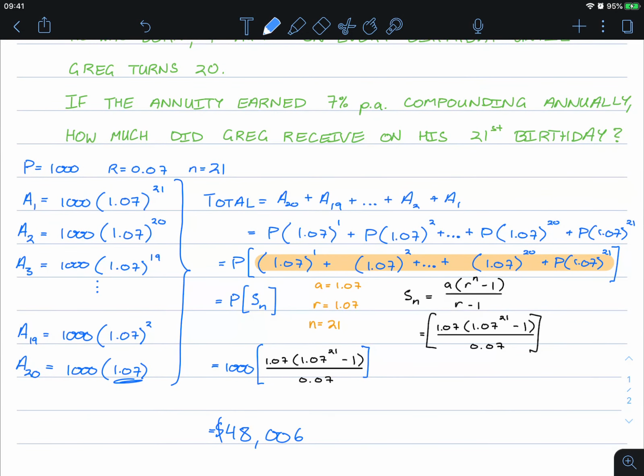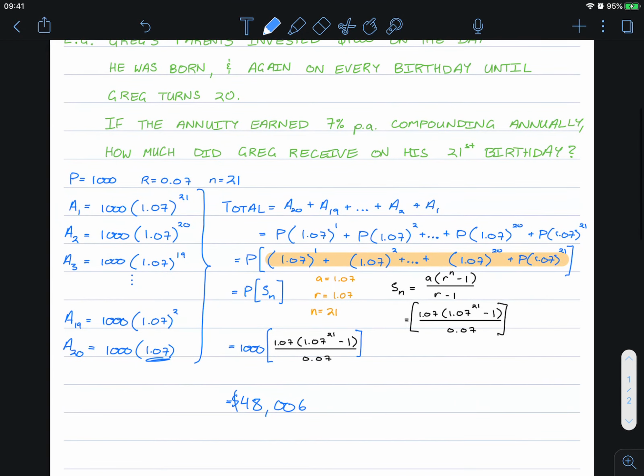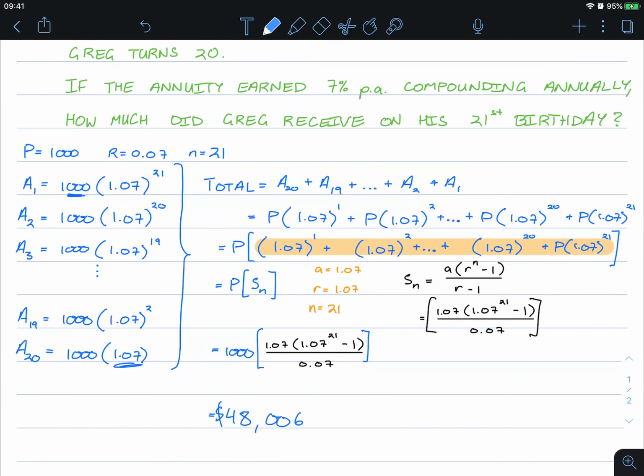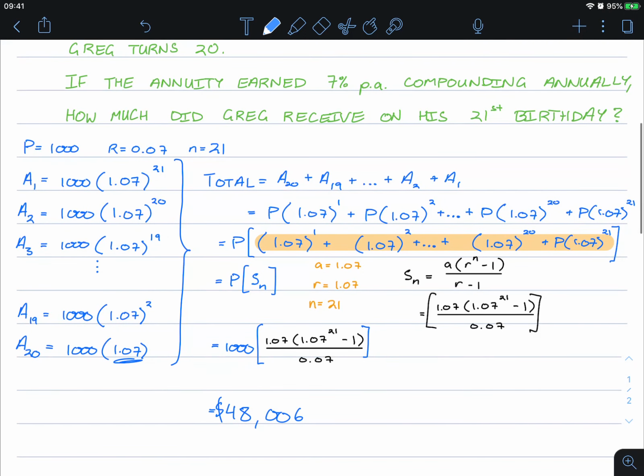So I hope you see what an annuity is, where we're contributing the same amount every single year, but each contribution gets compound interest for different lengths of time. From here, I hope you saw that we could take the sum of all of this and it becomes a geometric progression that we can find the sum of.